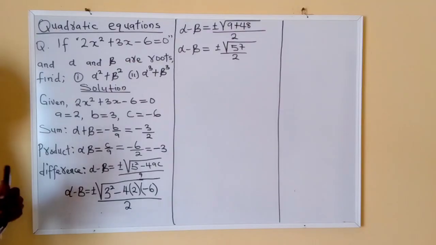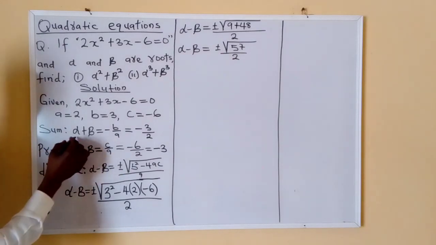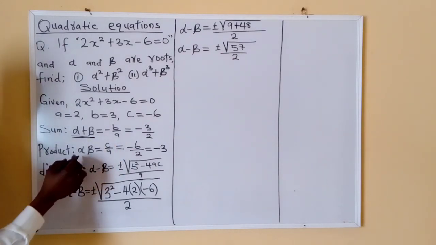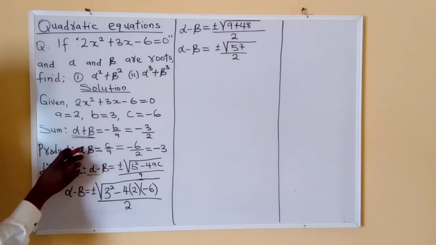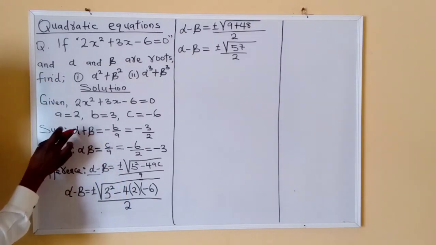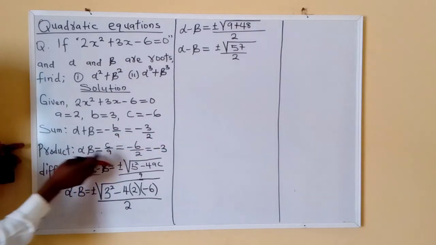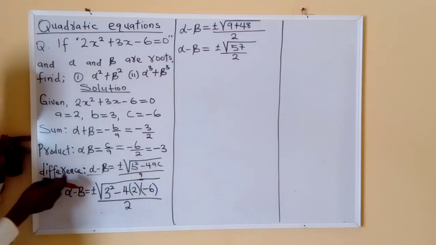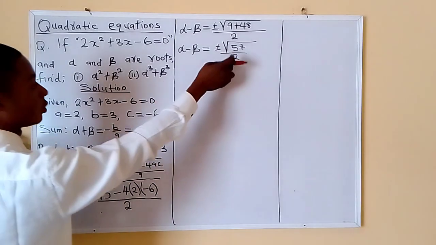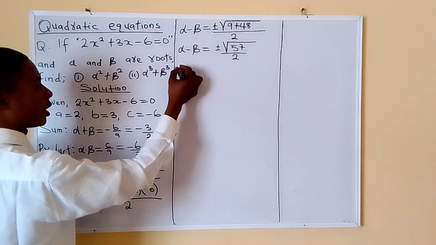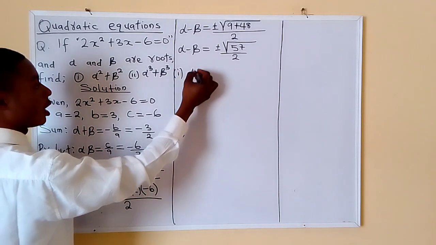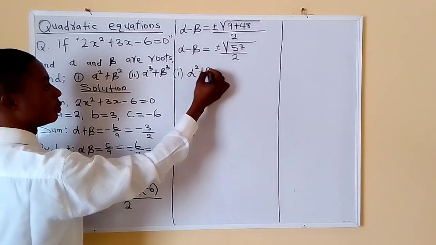Now, 3 things are important. Take note of the sum of roots, product of roots, and difference of roots. So the sum of roots is this, the product of roots is minus 3, and the difference of roots is what we have here. Now let's go to solving the first one. We are asked to find alpha square plus beta square.